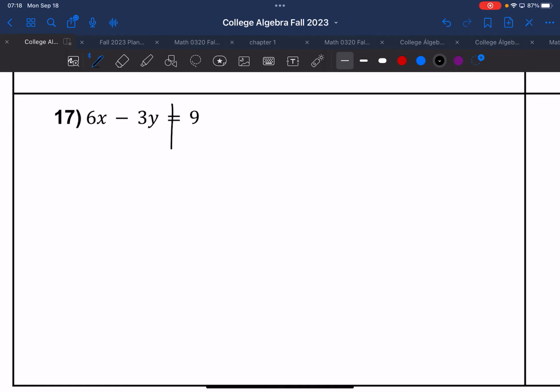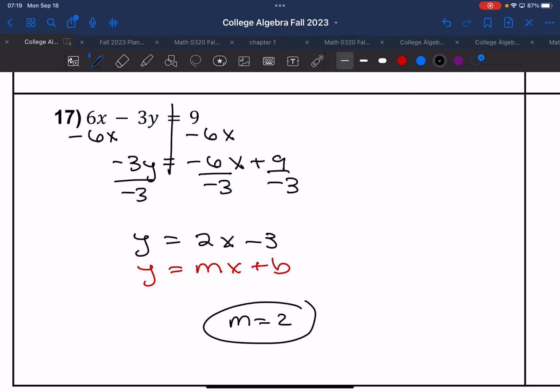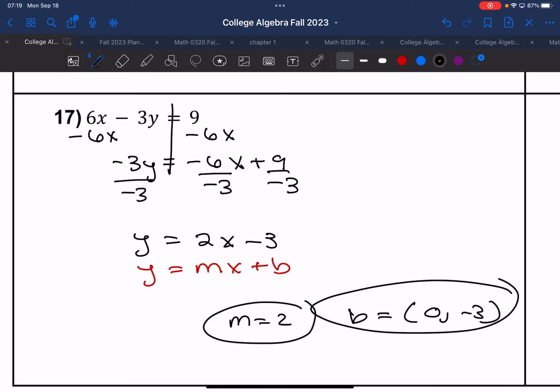Okay, so first I'm going to turn this into the correct form. You should have subtracted 6x to the other side and got negative 3y is equal to negative 6x plus 9. Then divide everything by negative 3 and get y is equal to 2x minus 3. Okay. And then from here you can find the slope and the y-intercept. We know that the slope is 2, and the y-intercept as a point is 0, negative 3.